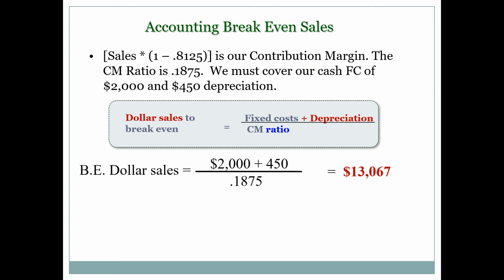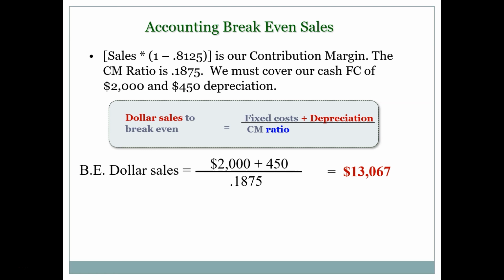And the accounting break-even level is very similar to the formulas that we just looked at, except because we now also have to account for depreciation of the asset, we change the formula slightly. So dollar sales to break even is fixed cost plus depreciation divided by the contribution margin ratio. So it's not just fixed cost divided by the ratio, now it's fixed cost plus depreciation divided by the contribution margin ratio. And that'll tell us the dollar level of sales that we need for break even.